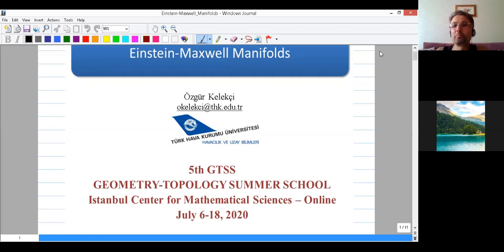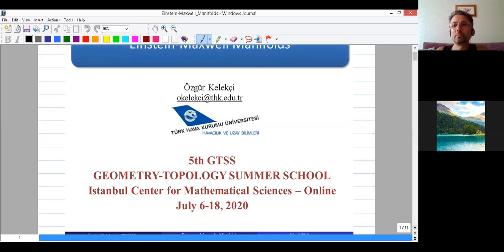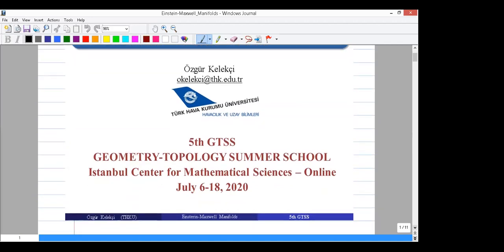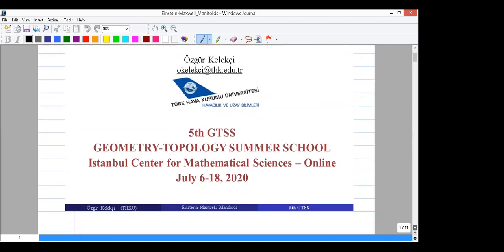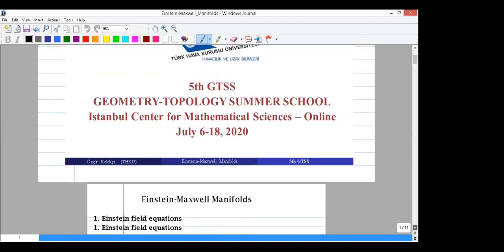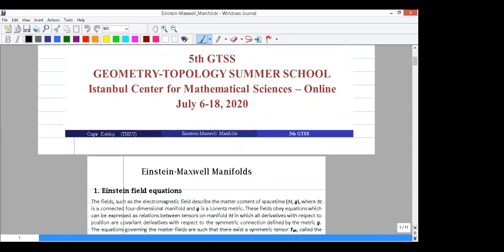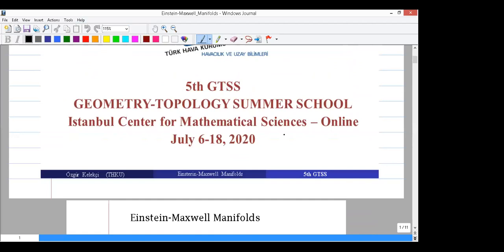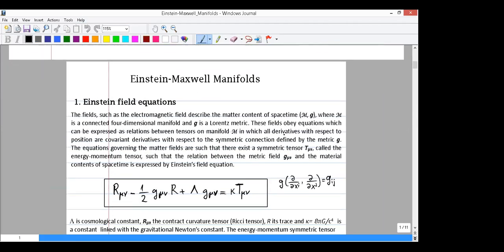Okay, thanks for the introduction. So we will start with Einstein Spaces. How do we obtain these spaces? Especially we need to look at Einstein field equations. I can zoom in a little bit. So let's start with Einstein field equations.